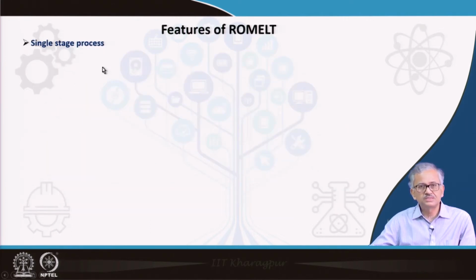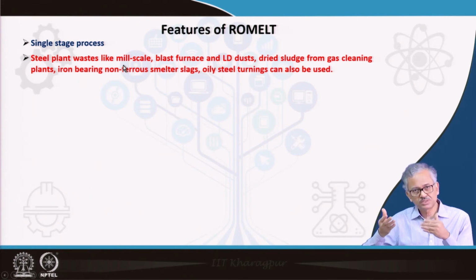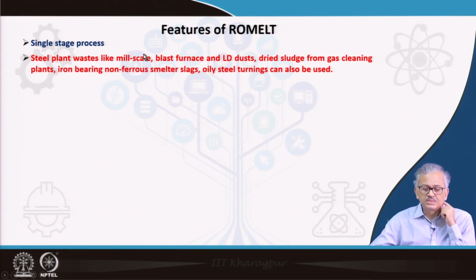So, the features: it is a single stage process. Steel plant waste like mill scale that is generated in the hot strip mill can be used. Mill scale, blast furnace dust, and LD dust are very iron bearing dusts. There is dry sludge from the gas cleaning plants, and you will also have sludge, which obviously contains a lot of iron. The iron bearing non-ferrous melter slag and oily steel turnings can also be used.